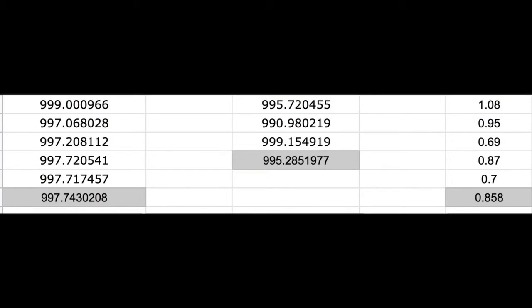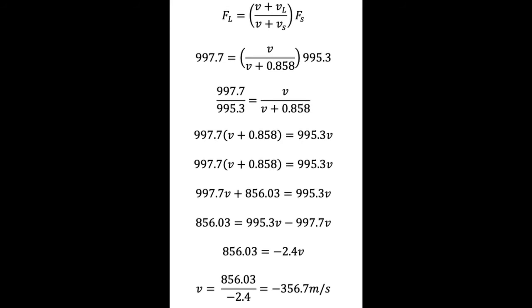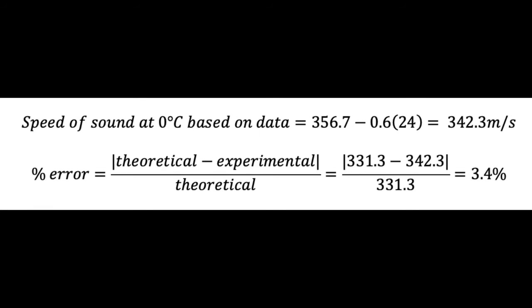Here's the data gathered from our experiment. Using this data, we determined the speed of sound to be approximately 357 meters per second. So after adjusting for the speed of sound based on the temperature we observed using the experiment mentioned before, our experiment had a percentage error of approximately 3.4%.